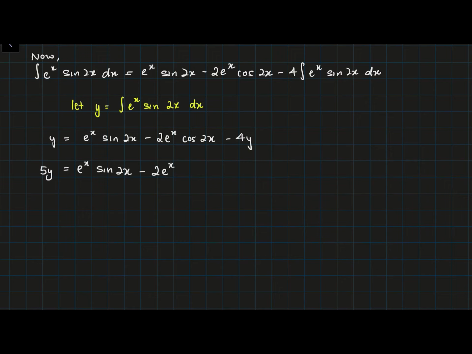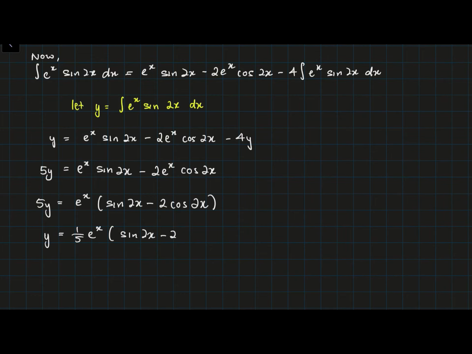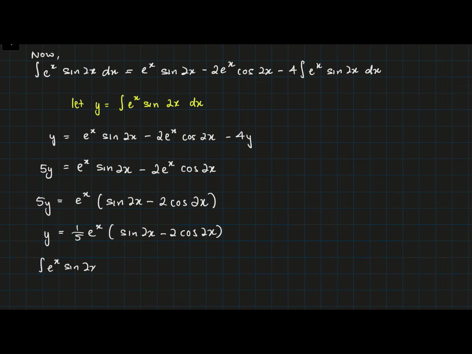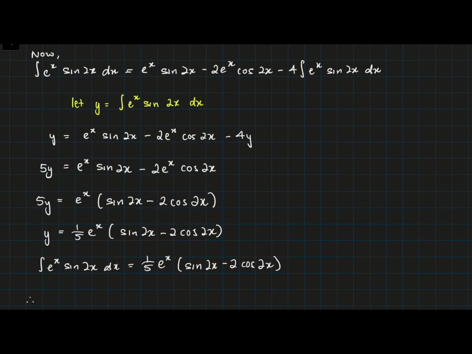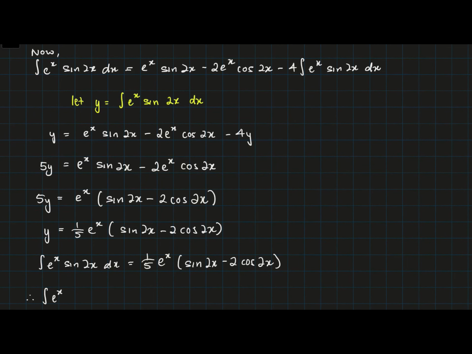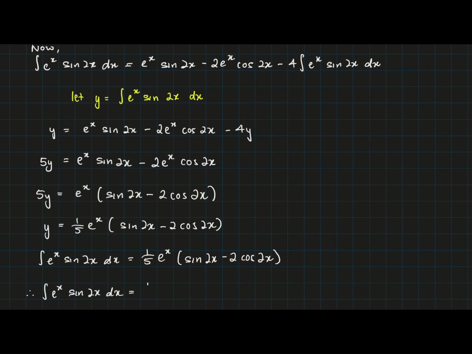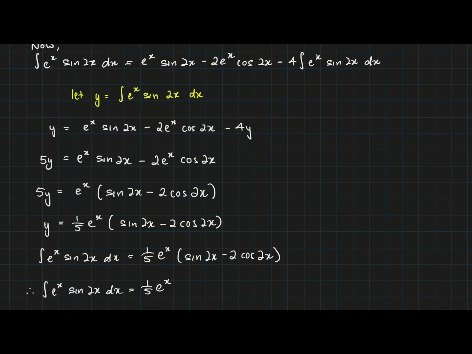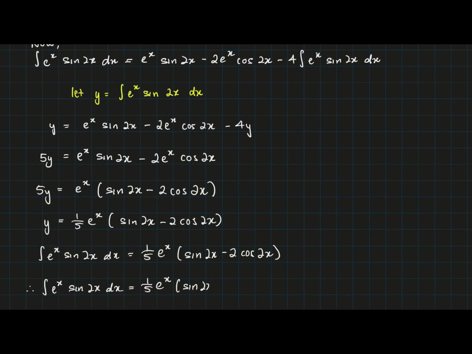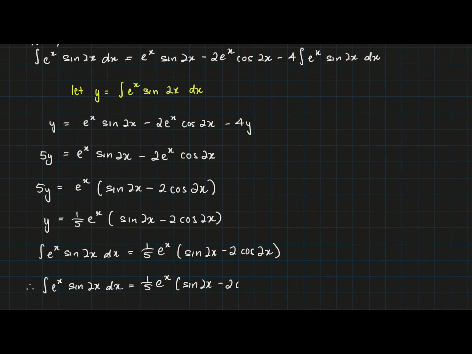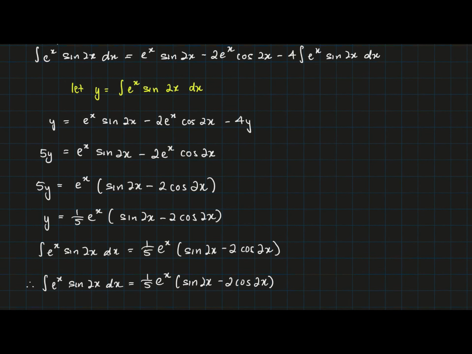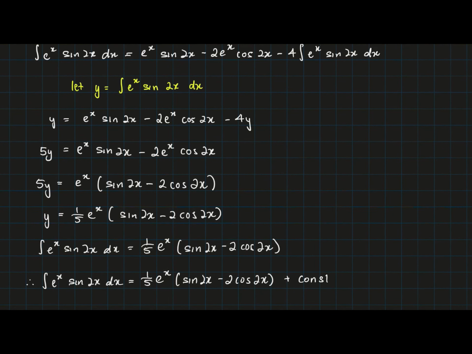Now let's bring the y to the left side and solve for y. Now let's substitute back y equals the integral of e to the power of x sin 2x dx. And therefore the final answer to this question is the integral of e to the power of x sin 2x dx equals 1/5 times e to the power of x times open parenthesis sin 2x minus 2 cos 2x close parenthesis plus a constant.